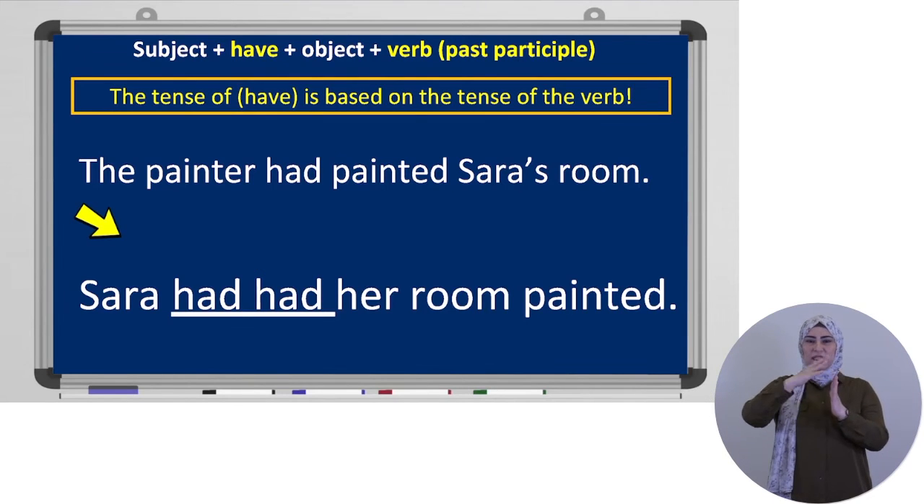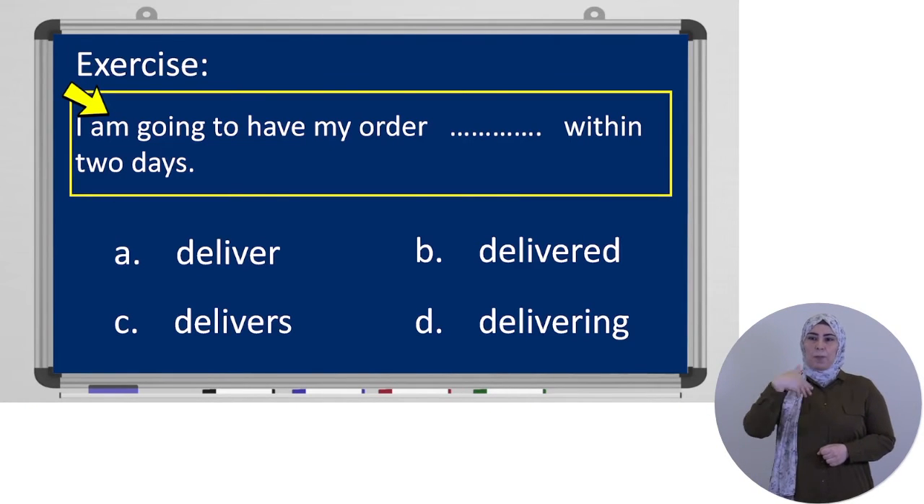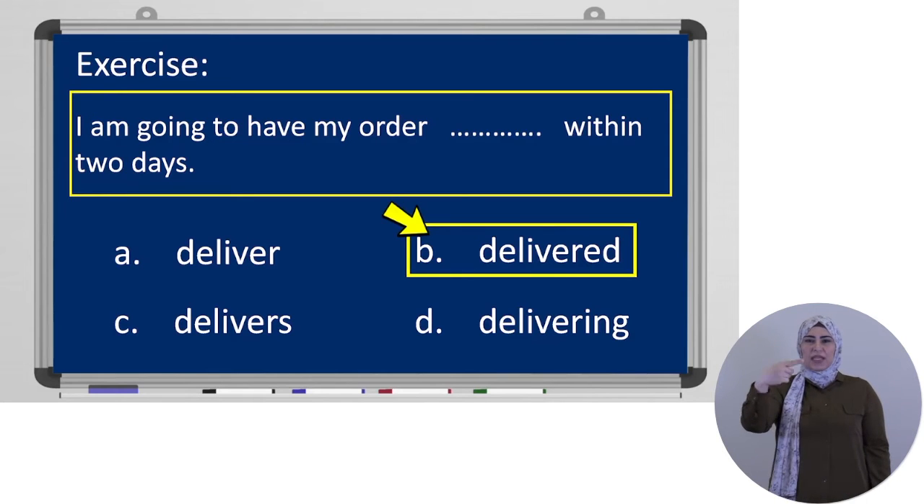Let's give you one exercise to make sure that you got the answer correctly. I am going to have my order ___ within 2 days. What will you choose? Deliver, delivered, delivers, or delivering? Remember, in the equation, the verb is always in the past participle. So the answer is going to be, excellent, delivered.